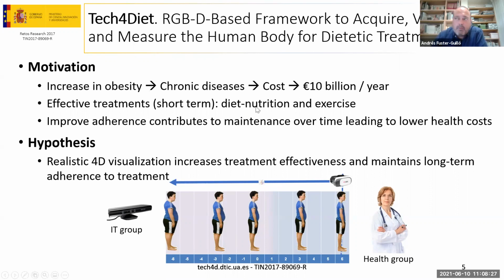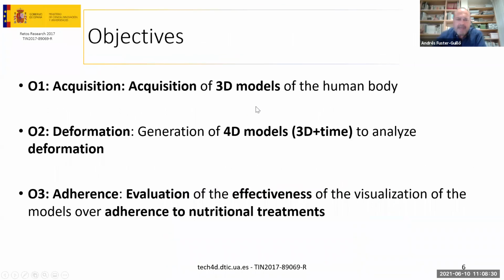This is our hypothesis. Then, to get this goal, we have organized three main objectives. The first objective is acquisition, that is the acquisition of the 3D models of the human body. The second big objective is the generation of 4D models. When I say 4D models, I'm talking about 3D plus time to analyze the deformation of the bodies. And the third objective is adherence, that is the evaluation of the effectiveness of the visualizations of the models over the adherence to nutritional treatments.